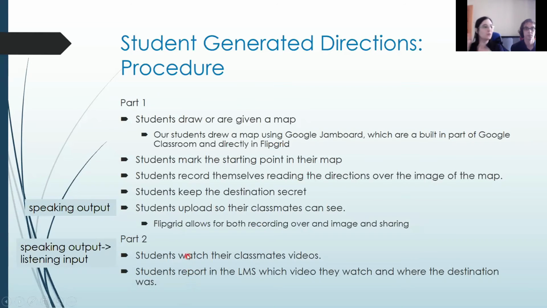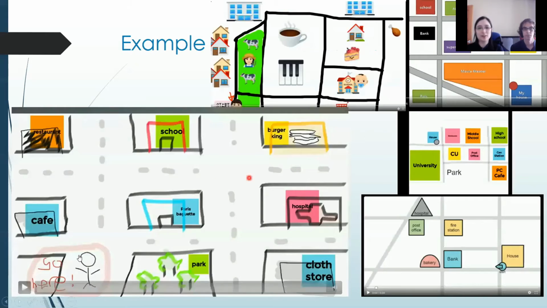The students watched each other's videos and reported in the Google Classroom which student's video they watched and where they ended up. So they'd watch these and follow the directions and then come to the classroom and say, oh, we ended up at the Burger King. So instead of just using the textbook, the students made the content that they then listened to.